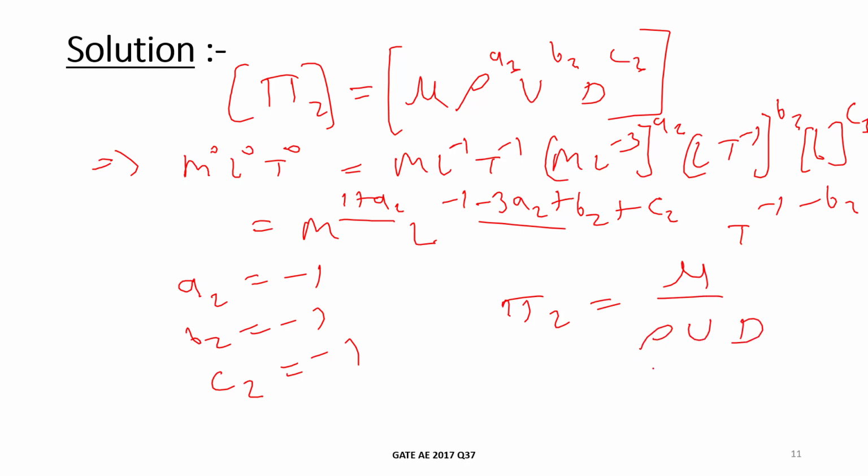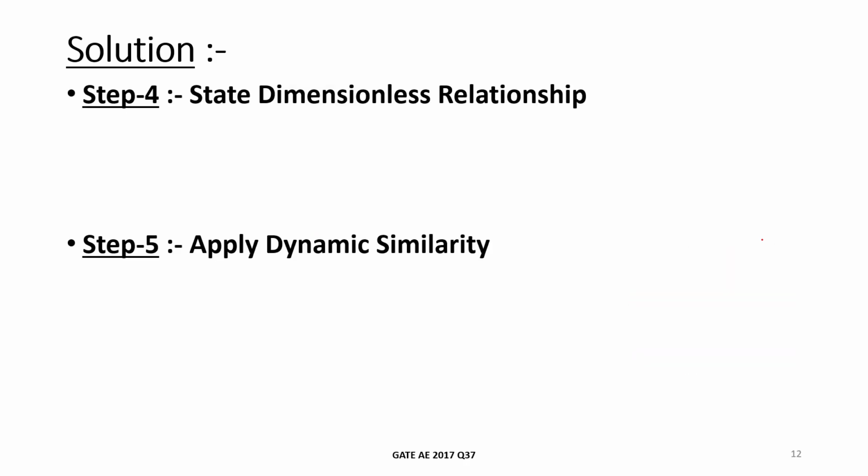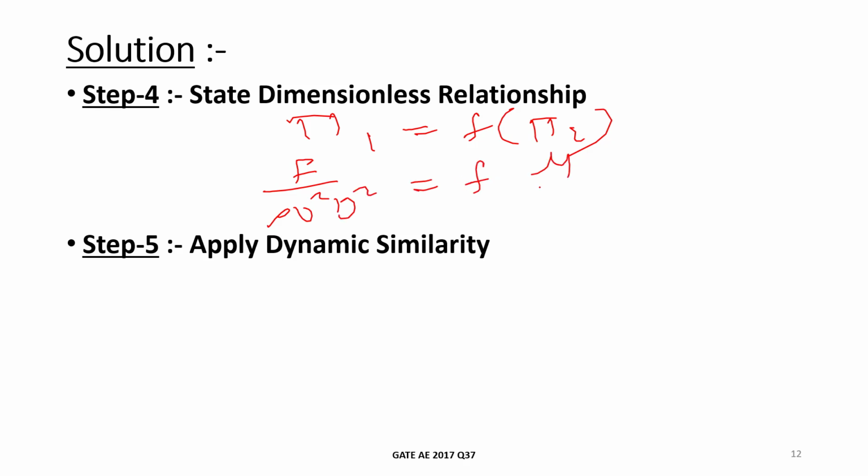And if we see that rho u d upon mu is equal to 1 by pi2, but we will use this only. Now we will state the dimensionless relationship. So it was pi1 equal to function of pi2. So pi1 is F upon rho u square d square, and pi2 is mu upon rho u d.